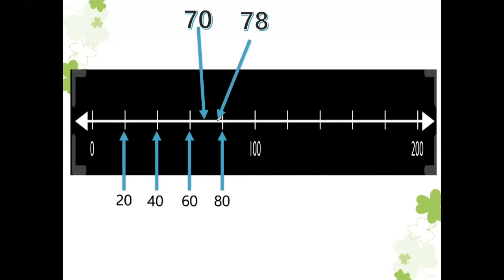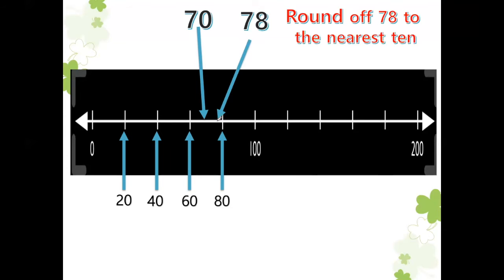Okay, so now if we're going to round off 78 to the nearest 10, let's look at this number. 78 is here. So 78 is near 70 or 80. Good job. So it's near 80. So 78 rounded to the nearest 10 is 80.